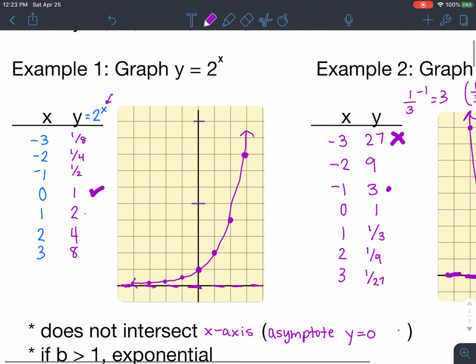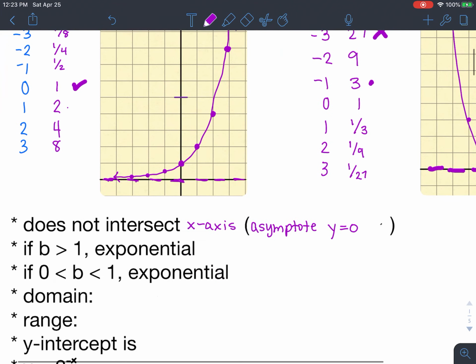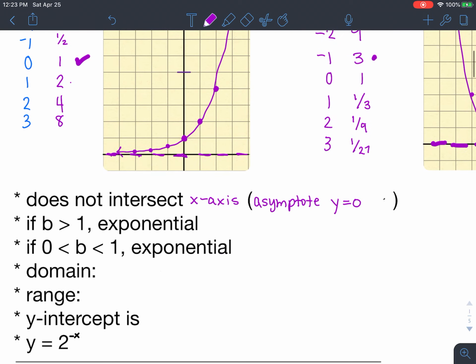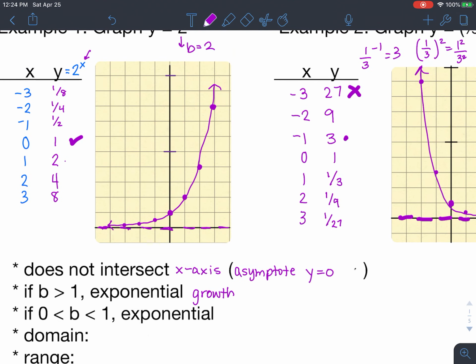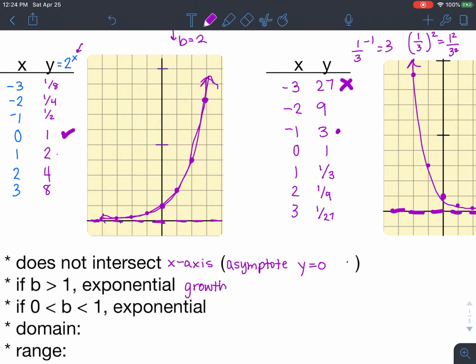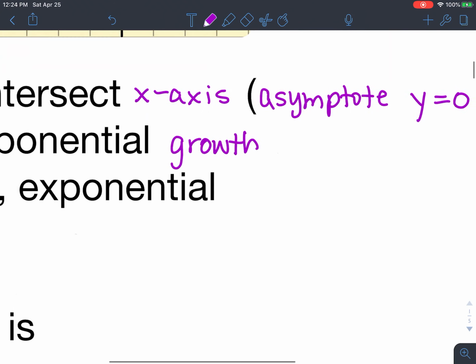Okay, b. b is the number that's being raised to the power. So in this case, b is 2, and over here, b is 1/3. So if b is greater than 1, like in the first example, then this is exponential growth, because as you're traveling on the graph from left to right, you are increasing, so it's growing. If b is between 0 and 1, like a fraction, like over here in example 2, then as you travel on the graph from left to right, you are decreasing, and so we call that exponential decay.